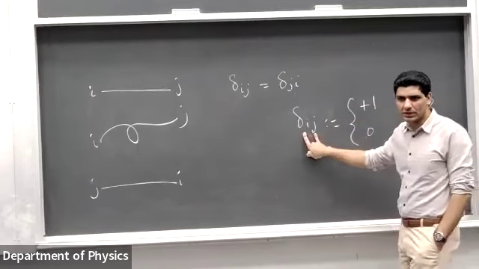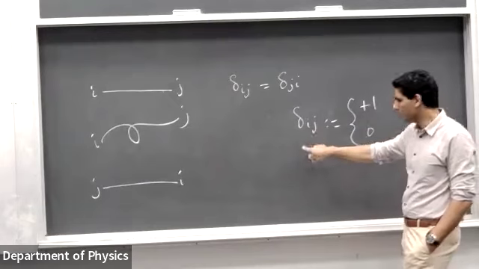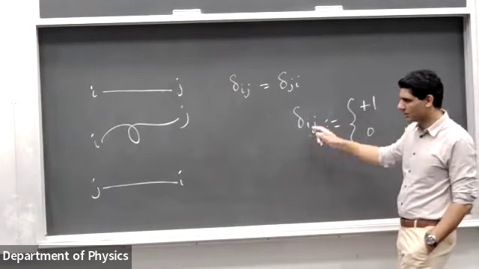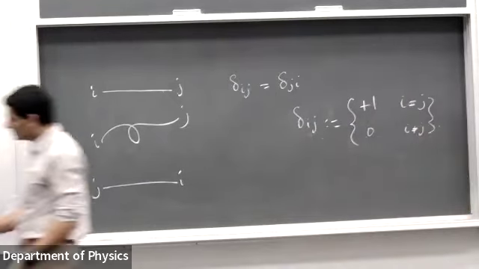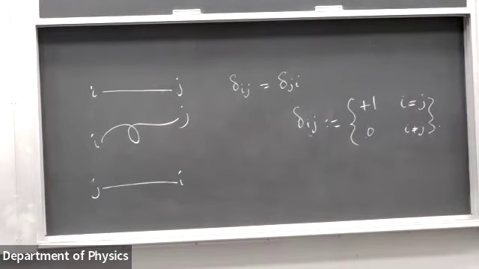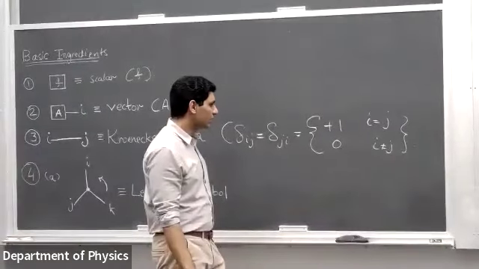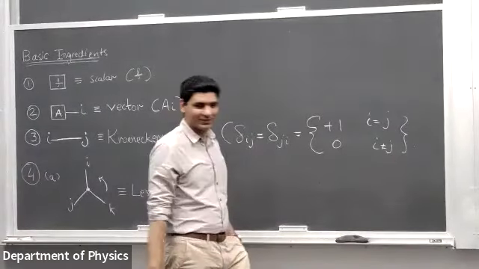Right. So this thing takes values +1 or 0, right? Depending upon whether the indices line up or not. Simple as that. So I'm just going to add this to the definition here, that delta ij is equal to delta ji is just equal to +1 when i equals j and 0 when i does not equal j. Simple enough, right? Okay. We have to shift again. I'm going to move again.